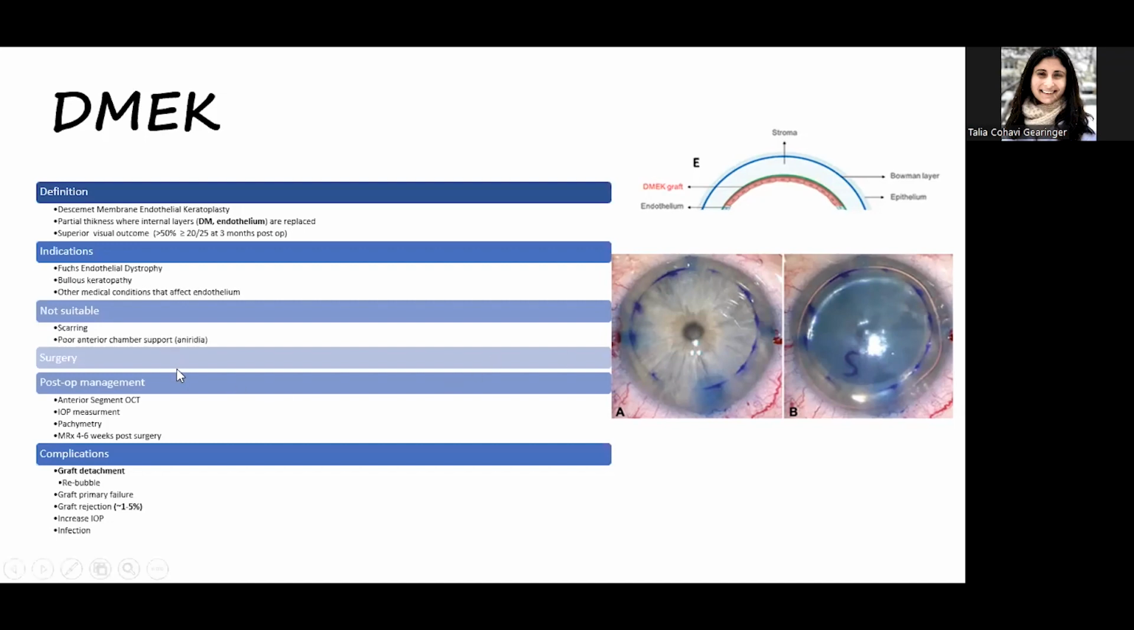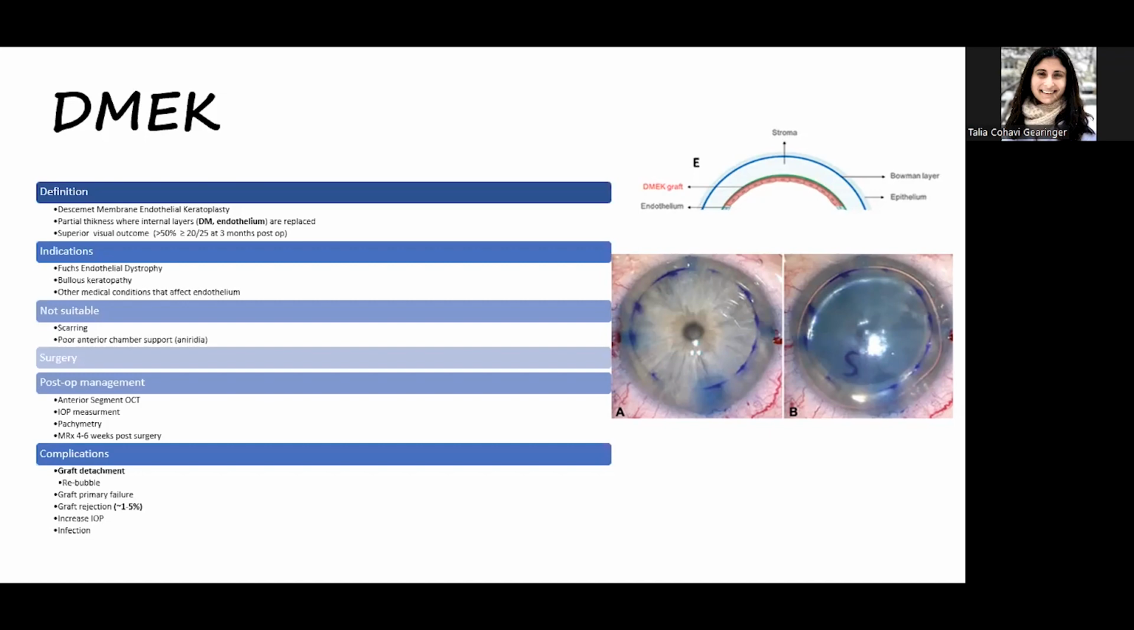Postoperative management. The anterior segment OCT is very, very important in these cases, because it's a very thin transplant. So sometimes it's very hard to see in slit lamp exam, and more so whenever the patient has edema or a gas bubble. So the anterior segment OCT guides us in seeing if there's any detachment of the transplant. As well, pressure management, pachymetry, refraction.